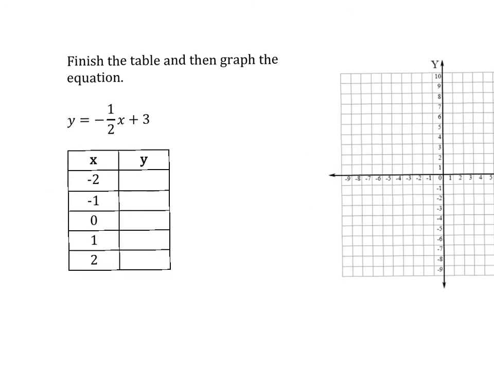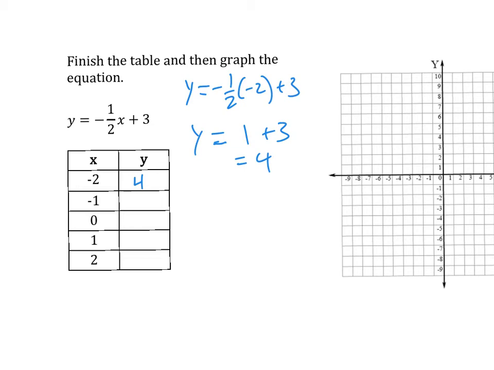All right, let's look at one more here. Okay, we want to finish the table and then graph the equation. Okay, so in this case we have y equals -1/2 x plus 3. Okay, so here we'll substitute -2 in for x. We'll get y equals -1/2 times -2 plus 3. Okay, y equals -1/2 times -2 gives us a positive 1, and then we're going to add 3, which equals 4. Okay, so our input is -2, our output's going to be 4.